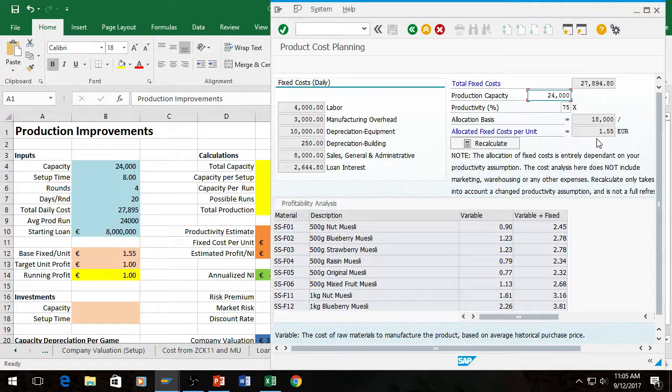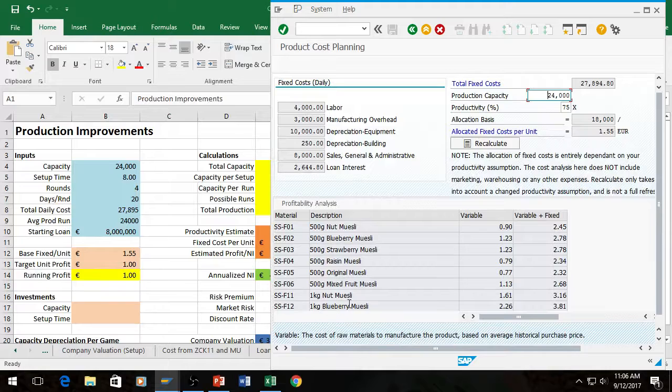When you take all of the cost per day and divide it by your average production per day, it works out to allocated fixed cost per unit of €1.55. So this is how much of your fixed daily cost would be spread out over the units you're producing. Then we look at the variable cost here, and this is based on historical averages for the raw materials, based on the quantities in your bill of materials. So for the 500 gram, the half kilogram nut muesli, it works out to 90 cents. You add in that €1.55 and you have a total variable plus fixed cost of $2.45.